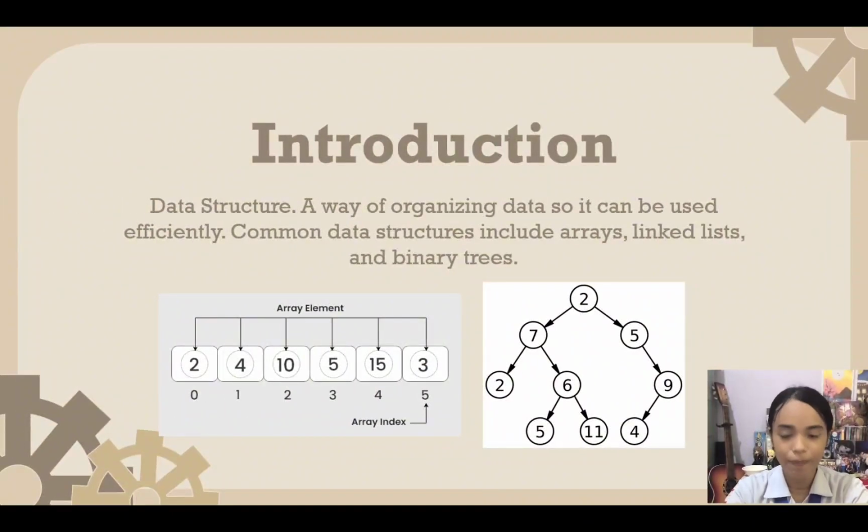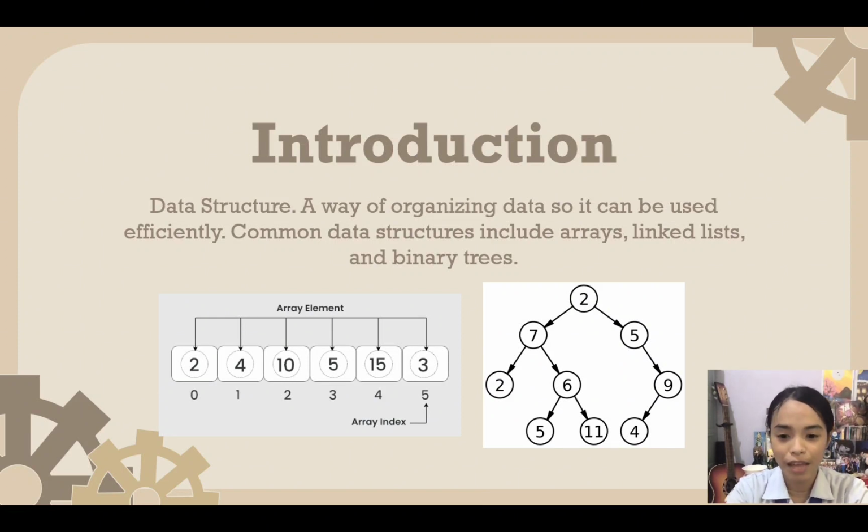Data structure is a way of organizing data so it can be used efficiently. Common data structures include arrays, linked lists, and binary trees. Think of data structures like different types of containers for storing and organizing information. Each type has its own strengths and weaknesses, similar to how you might choose a bag, a box, or a shelf to store different kinds of items in them.